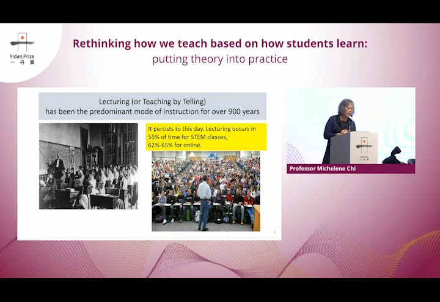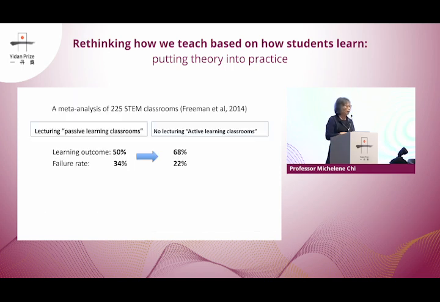The most persuasive evidence came from a meta-analysis done in 2014 of 225 STEM classes. In that meta-analysis, they found that the learning outcome of a passive classroom is 50%, and that translates to 68% in a no-lecture active learning classroom. Likewise, the failure rate reduces from 34% in a lecturing passive classroom to a no-lecture active classroom.